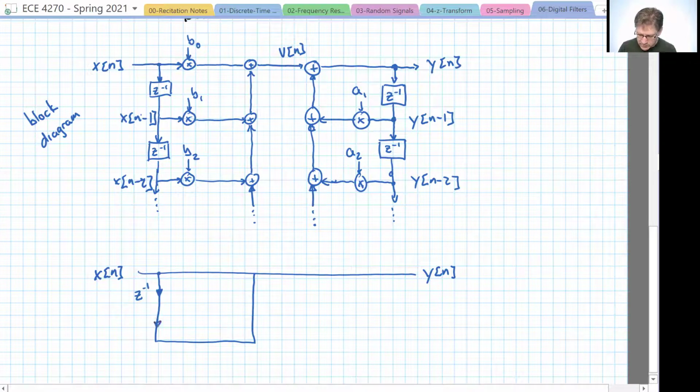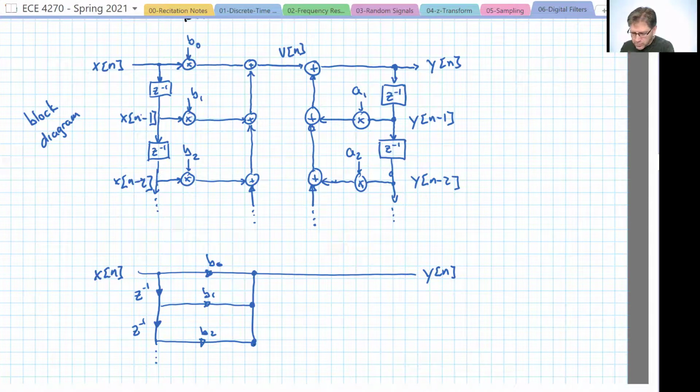Z to the negative 1. We'll put one here too. Z to the minus 1. And here we multiply by our coefficients, b2, b1, and then we've got a b0 up there. Sums are just denoted by nodes. Usually it's obvious which direction the signal is flowing because of the arrows we use for multipliers. But if it wasn't obvious, you could put arrows as needed to make it more so.